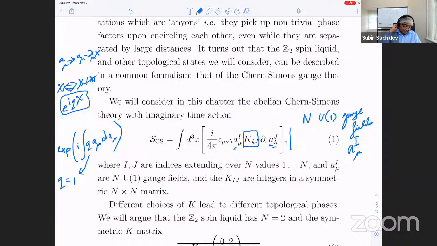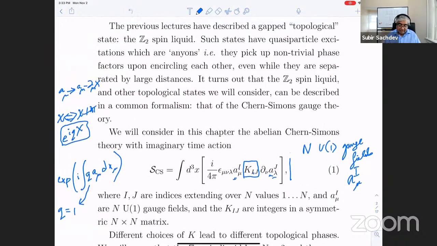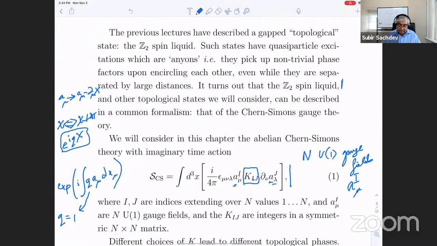Now, what we'll show is that the simplest topological anyon phase we have met, the Z2 spin liquid, is one special case of these Chern-Simons theories.